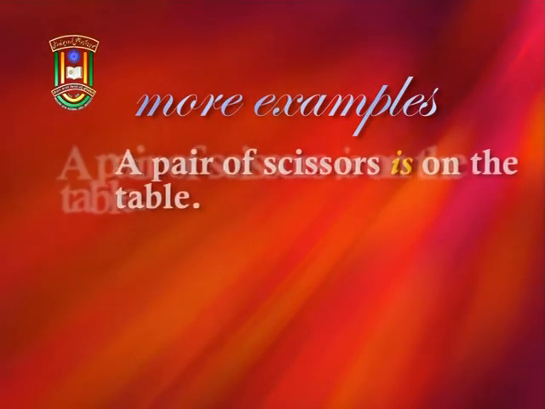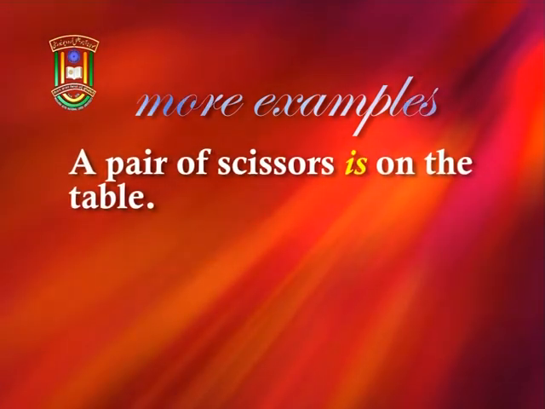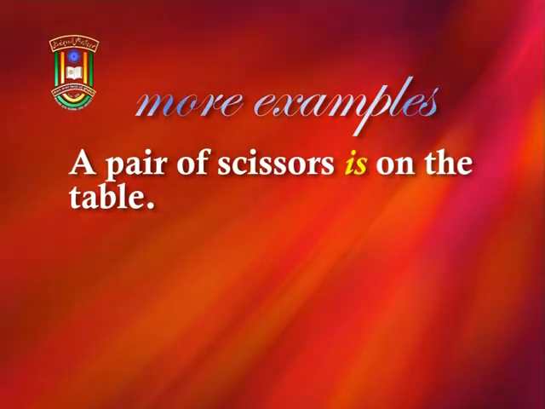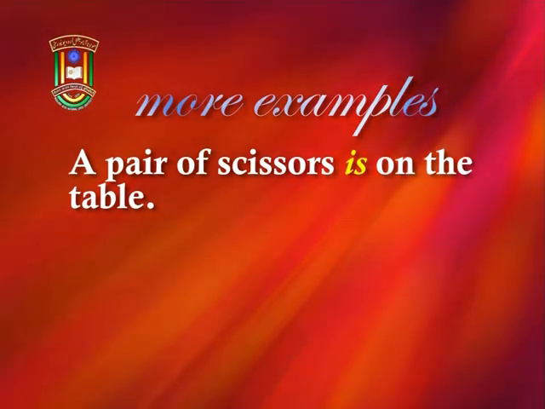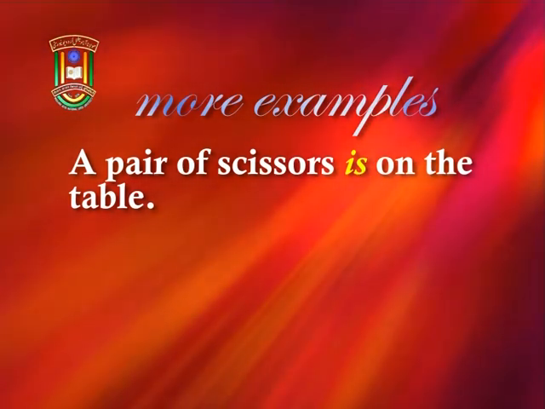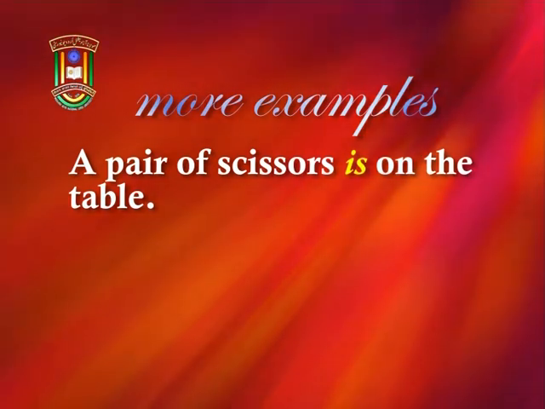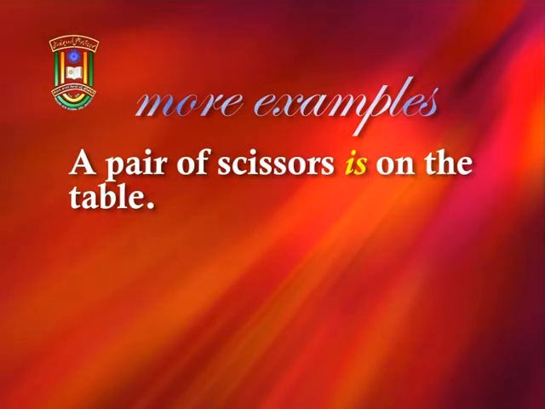Look at a few more examples. A pair of scissors is on the table. Every time you use phrases like a pair of scissors, a pair of trousers, remember it is in the singular and the verb should also be in the singular.